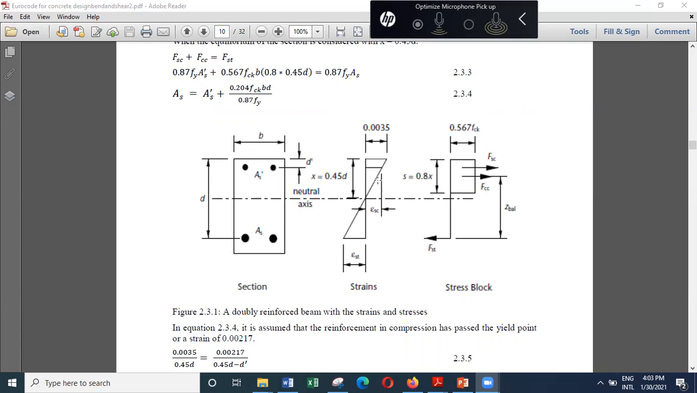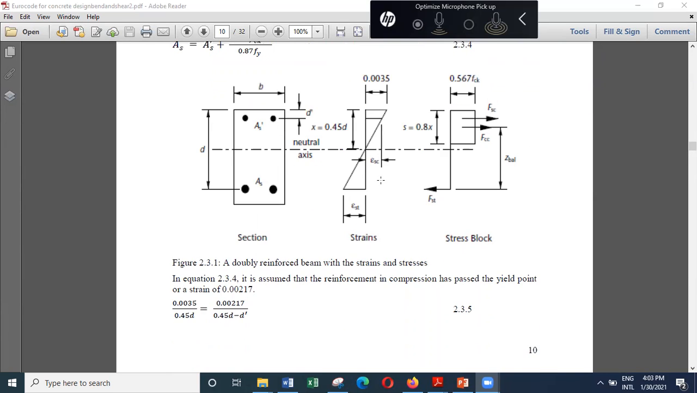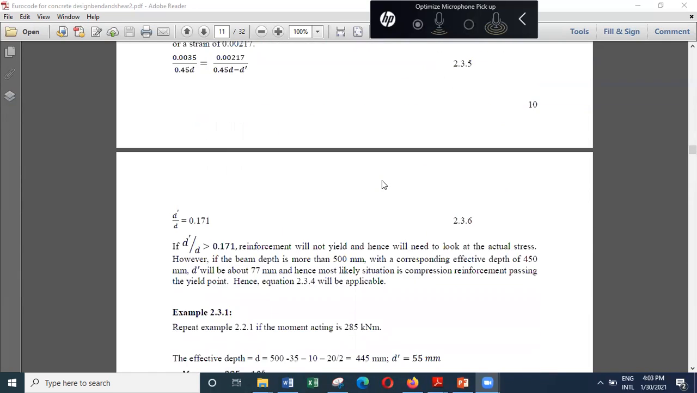But this is not a real problem, because most of the time when the beams are heavily loaded, we make sure that the depth of the beam is more than 500 millimeters. But if you are having a very shallow beam carrying heavy moments, then you have to be careful here.